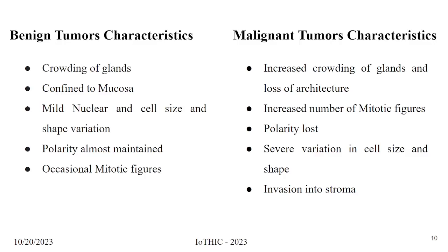When it comes to malignant tumors, we use increased crowding of glands and loss of architecture, and an increased number of mitotic figures. Also, the polarity will be lost, with severe variation in cell size and shape. We will also find invasion into stroma.